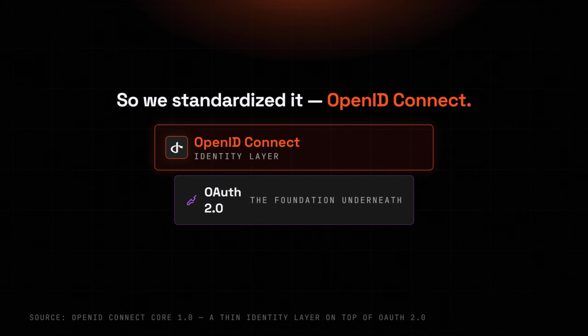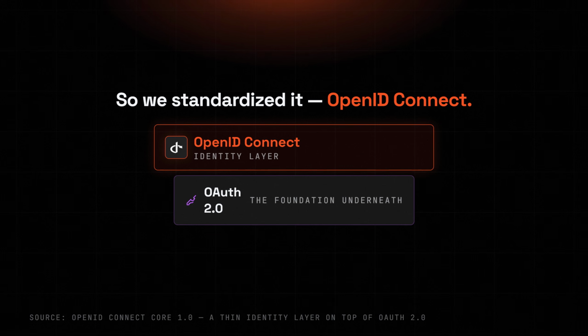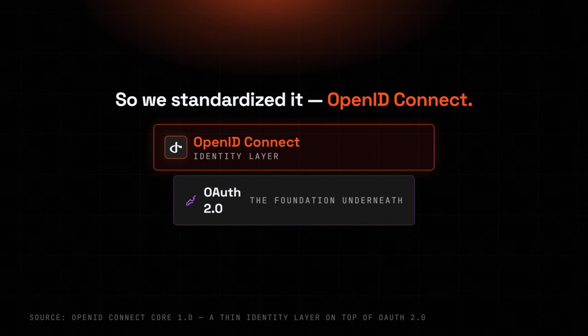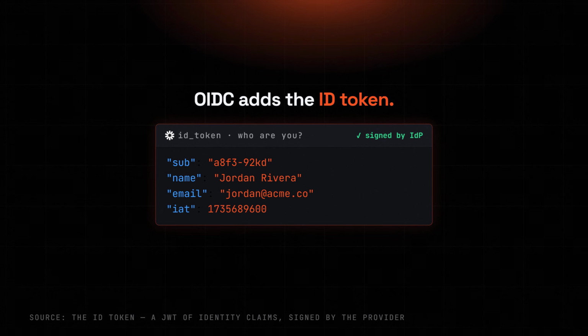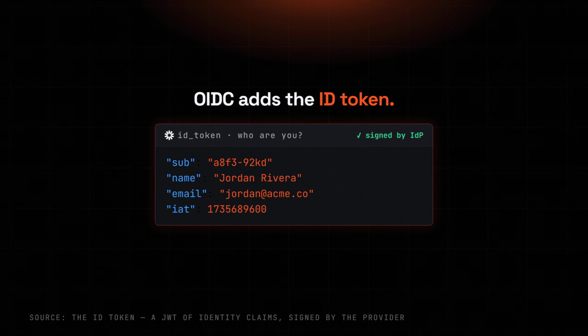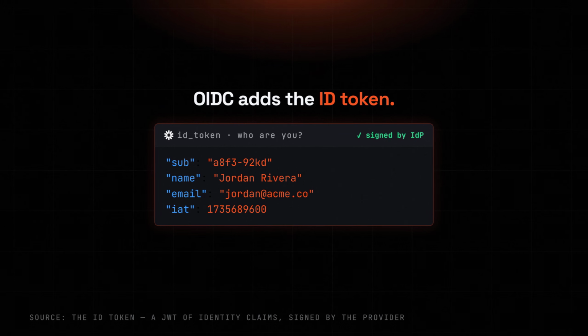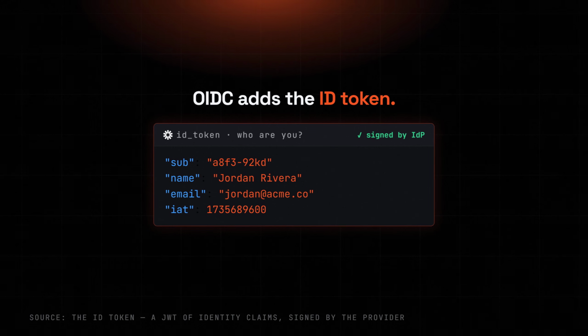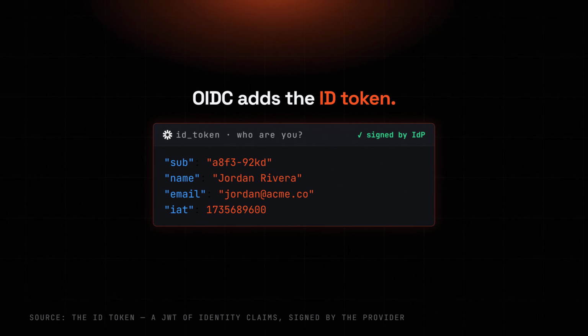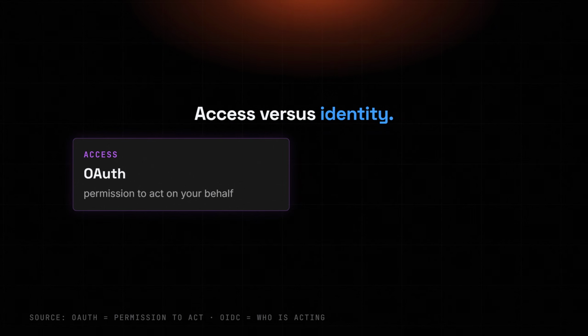It is a thin identity layer that sits right on top of OAuth 2.0. It is the exact same flow you just watched, with one clean addition. That addition is the ID token, and it is a JWT whose entire job is to answer one question: who are you? A stable user ID, your name, your email, the moment you logged in, all of it signed by the identity provider itself. Say the difference in one line and never forget it.